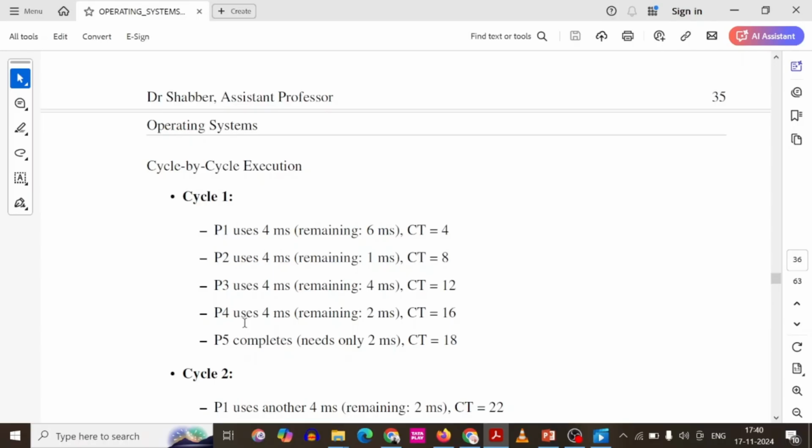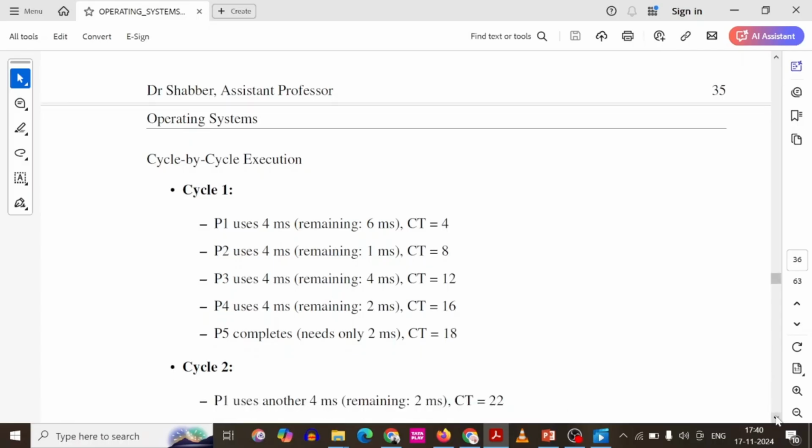Then P4 initially has 6 milliseconds, 4 milliseconds have been used in this cycle and 2 milliseconds are remaining. And process 5 has only 2 milliseconds, so now it completes. Whatever time it takes, we have to add that to the completion time. So now the process 1 completion time is 4, and process 5 completion time is 18. This is one complete cycle.